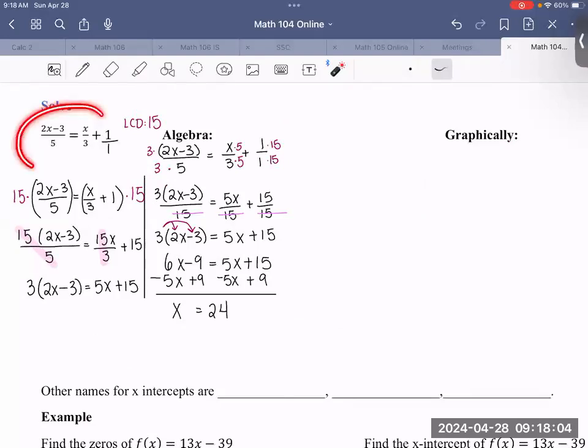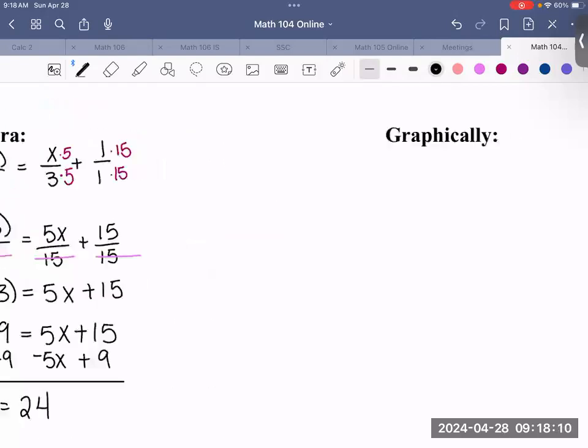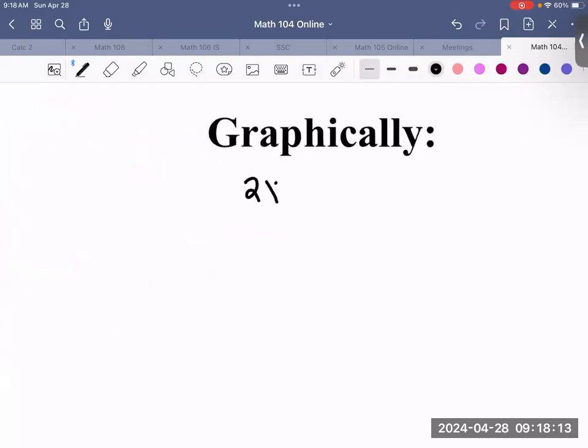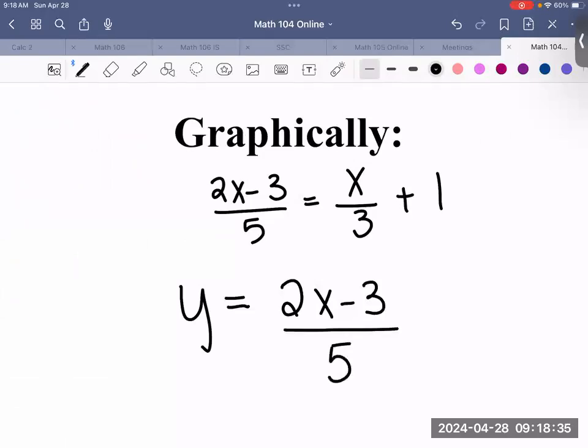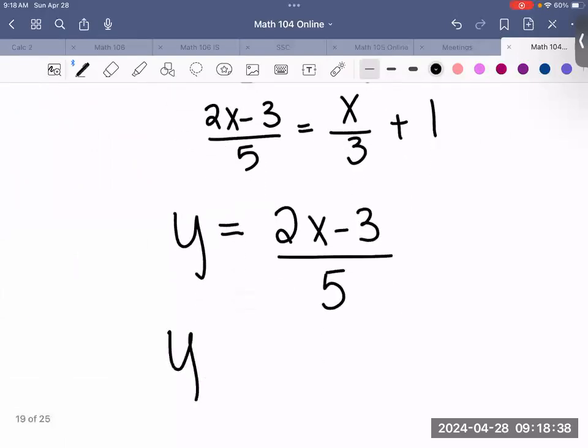Because we have 2 sides of the equal sign, we can actually break this expression up. So if I were to rewrite this, (2x minus 3) over 5 is equal to x over 3 plus 1. Because you have 2 sides of the equal sign and they're set equal to each other, we can just pull it apart and make 2. Let's say this is y equals (2x minus 3) over 5. So that is one of your y's. And the other one, y equals x over 3 plus 1, is another side of the equal sign.